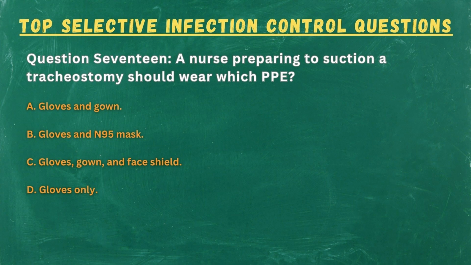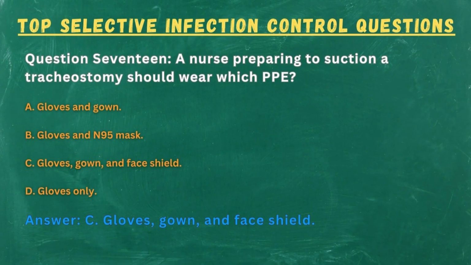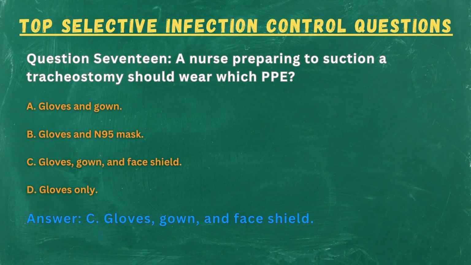Question 17. A nurse preparing to suction a tracheostomy should wear which PPE? A. Gloves and gown. B. Gloves and N95 mask. C. Gloves, gown, and face shield. D. Gloves only. Answer: C. Gloves, gown, and face shield.